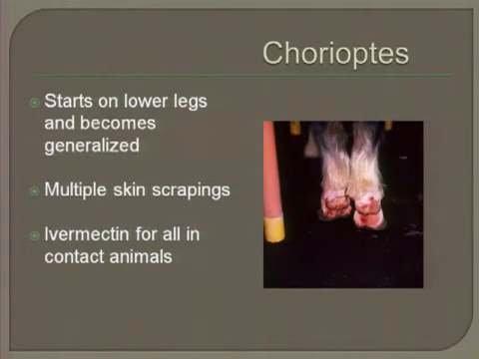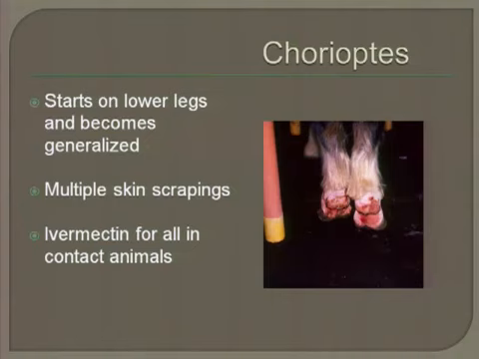So Chorioptes is a contagious mite, and it presents initially with pruritus of the lower legs, and then from there it can become generalized. Chorioptes is a big fan of horses that have nice feathered fetlocks, so they really like to infest draft horses. They also will jump species, so you'll see these on cattle, you'll see them on small ruminants, you'll see them on llamas, alpacas.